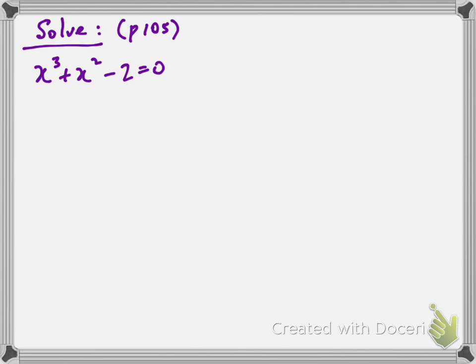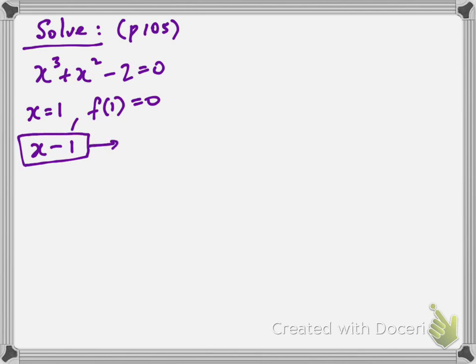So how are we doing that? Well, factor theorem. So if you substitute x equals 1 in here, you end up with 1 plus 1 minus 2 equals 0. Yeah, it is equal to 0. Therefore, f of 1 equals 0 means x minus 1 is a factor. Right. So what we can do next is we can do long division.